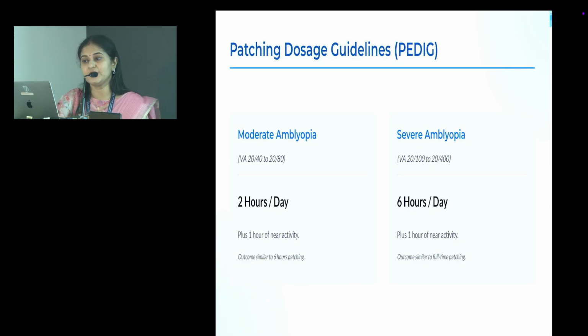Now, what are the patching dosage guidelines? For moderate amblyopia, that is visual acuity 20/40 to 20/80, 2 hours per day plus 1 hour of near activity is actually prescribed. The outcome is similar to 6 hours patching. And in severe amblyopia, we prescribe 6 hours per day.